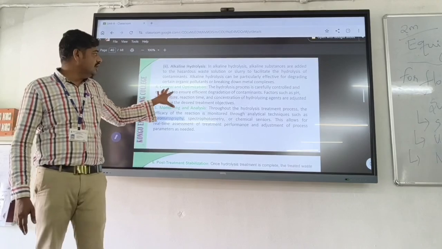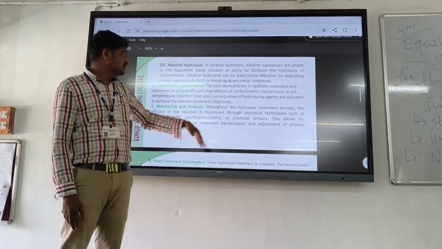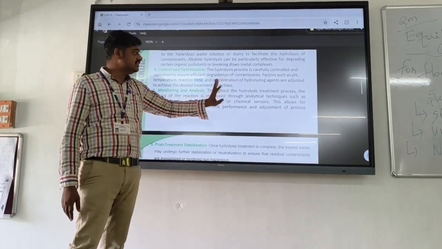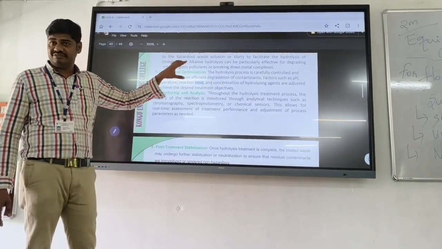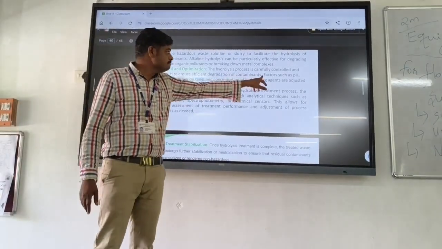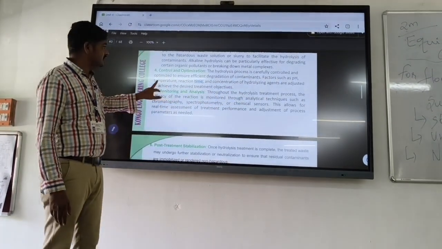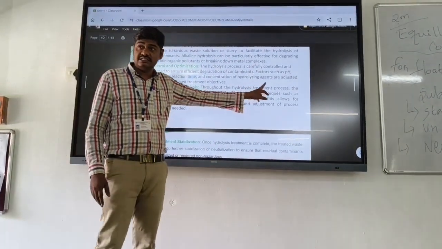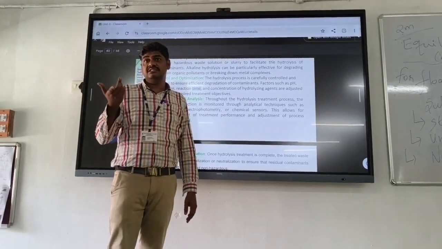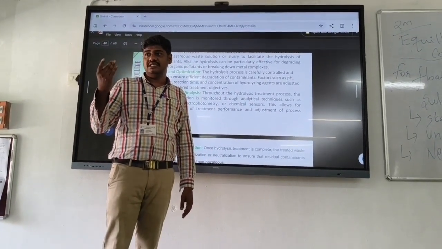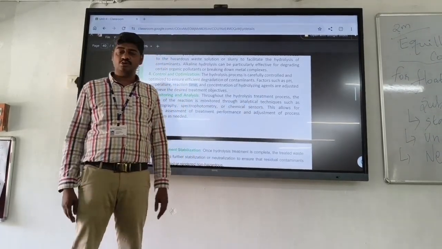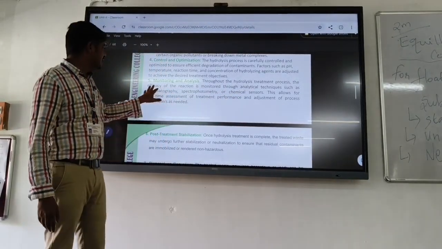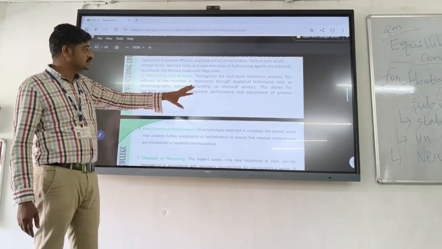Then, as usual, how to control and optimize this process. The hydrolysis process can be controlled and optimized to ensure the efficient degradation of contaminants. The factors affecting it are pH, temperature, reaction time, and concentration of the hydrolyzing agent. The hydrolyzing agents may be acidic, like hydrochloric acid, sulfuric acid, nitric acid, or basic, like sodium hydroxide. Then monitoring: throughout the hydrolysis treatment process, the efficiency of the reaction is monitored through analytical techniques.